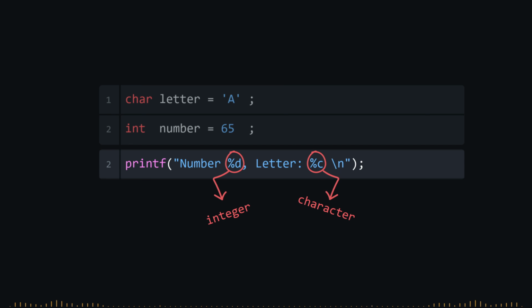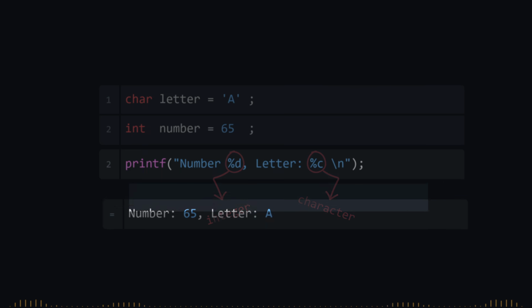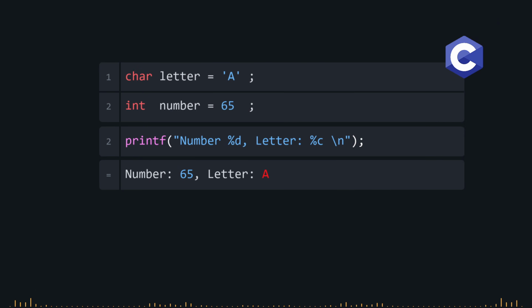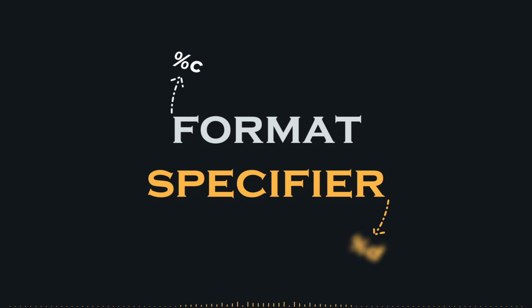If you forget to specify the correct format specifier, the print function won't automatically know how to display the character A, so you need to explicitly tell it what type of data it's dealing with. The difference lies in how C handles these representations. In memory, all data, whether characters or numbers, is stored as a sequence of bits, zeros and ones. The format specifier instructs the function on how to interpret and display those bits.